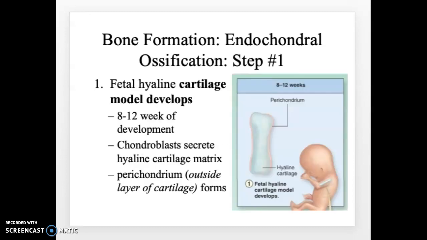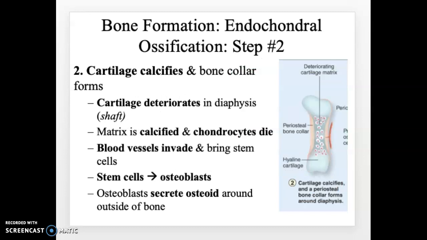So step number 1 occurs in 8 to 12 weeks of fetal development. So the cartilage makes its matrix first, so these chondroblasts are secreting the cartilage, and then they form a perichondrium, which is kind of like the periosteum, but it's cartilage, so it's on the outside here. Step number 2, the cartilage calcifies, so it gets firm, and then this bony collar forms around the bone.